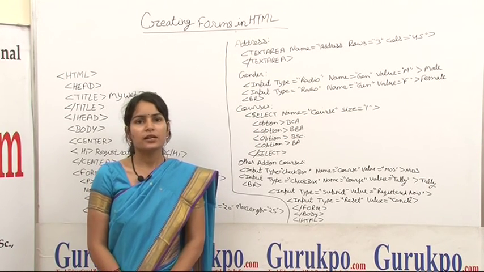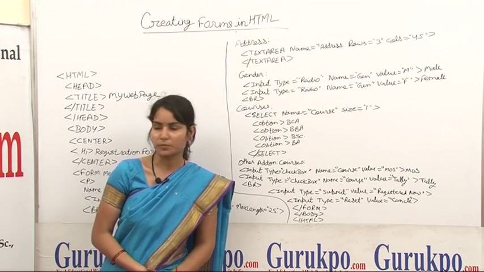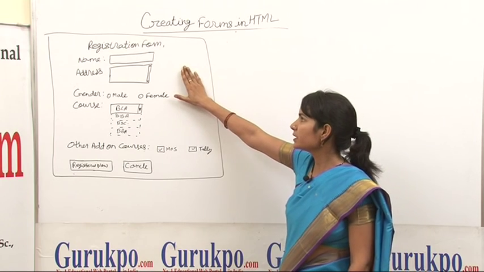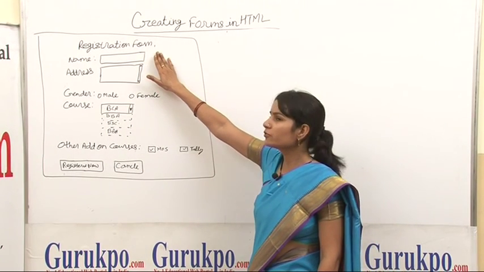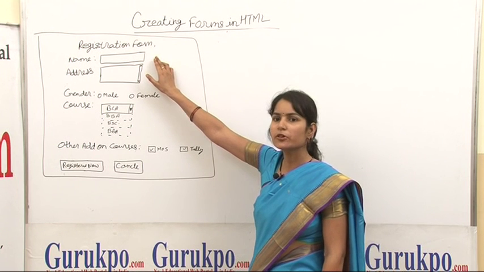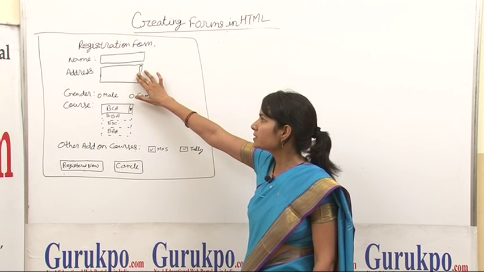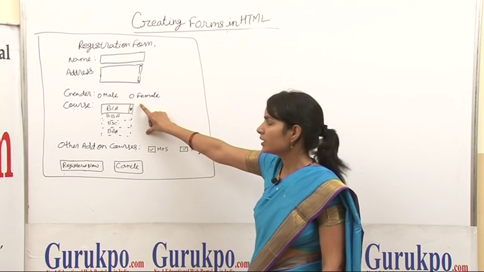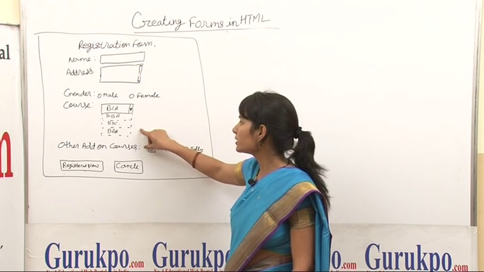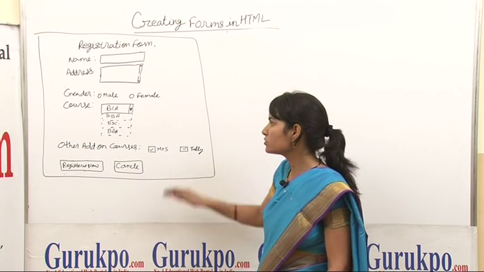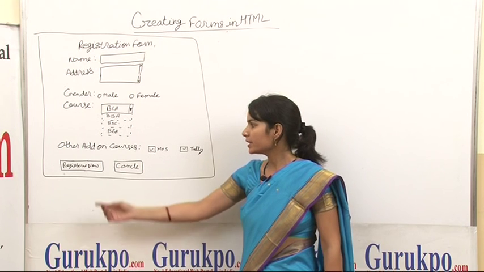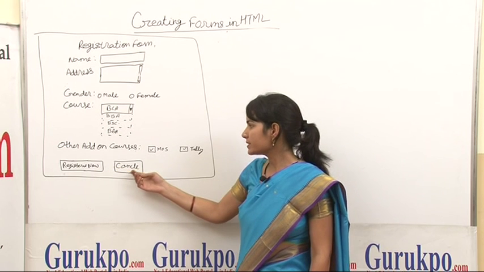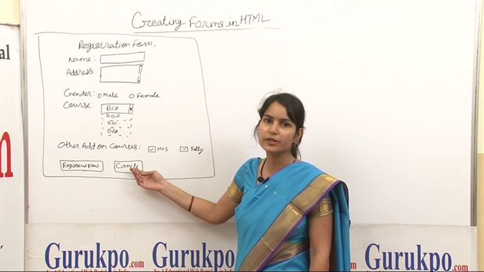Now we display the output of this program. The output of this HTML program is displayed like this. Registration form as a heading, a text box for taking the name of the visitor, address using the text area, two option buttons for selecting the gender, a select list for displaying the list of courses, two check boxes to select the add-on courses, and two buttons: one, Register Now, to submit these details to the server, and second, the Cancel button to refresh this web page.